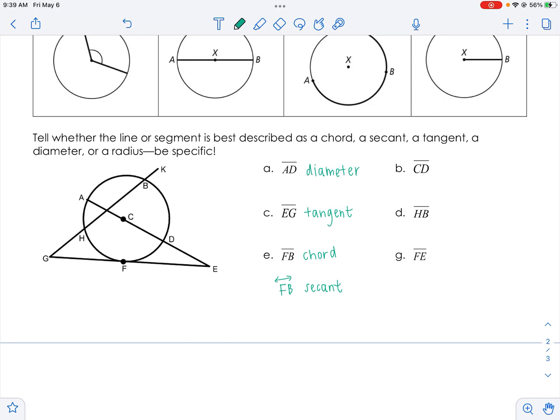Hopefully you're able to get those. That CD was a radius. HB was another chord, different from HB with arrows. If they had written it like that, that would be a secant. And then FE, well, the closest one to FE is another tangent. FE is not a radius, it's not a diameter, it's not inside the circle, so it can't be a chord or secant, therefore it just has to be a tangent.